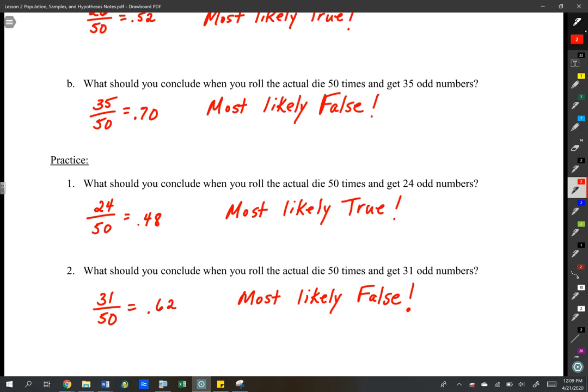Now, next up, you'll be doing some practice. This is going to reinforce everything we learned in this lesson. There's a lot of vocabulary here, not much math, which I think some of you will like.